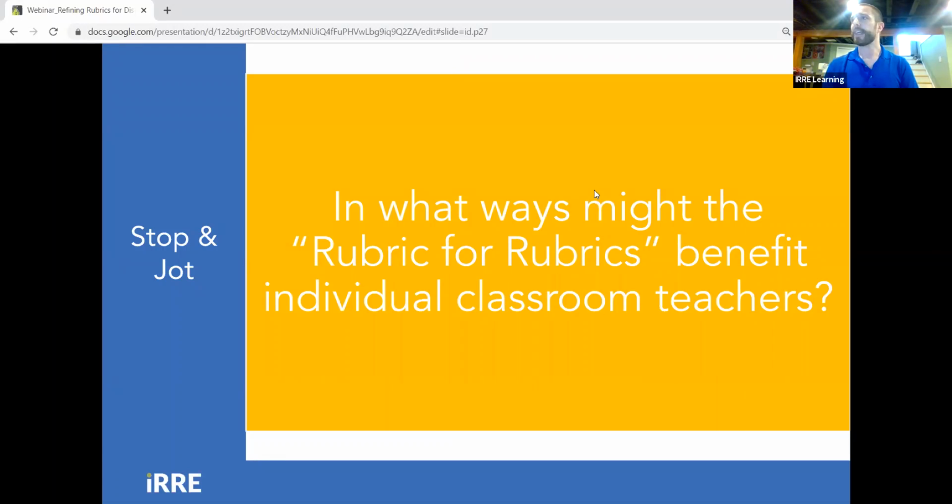So I want you to take a moment to think about that rubric for rubrics that we just discussed in the last slide, and in Pear Deck, to respond to this prompt. In what ways might the rubric for rubrics benefit individual classroom teachers? So please feel free to drop some thinking in Pear Deck. There should be a green submit a response button on the bottom right-hand corner of the screen. So go ahead and type some thinking there, and we will move forward from there.